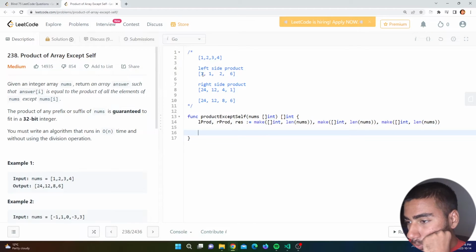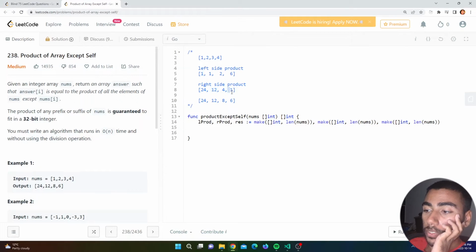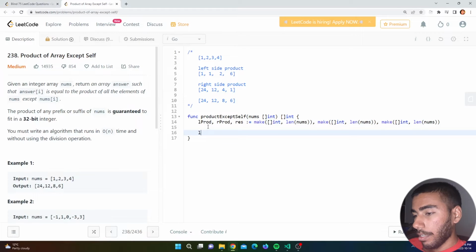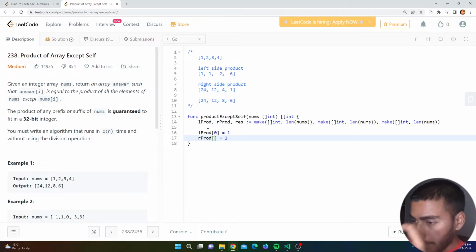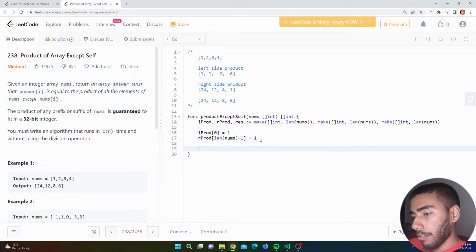One thing is that we always start off with the 1 over here. So for the left side product, we start off with 1, and on the right side product, we start off with 1. So let's do that. The left product at index 0 is equal to 1, and the right side product at length of nums minus 1 is also 1. Okay, cool. So now let's start iterating over the array.